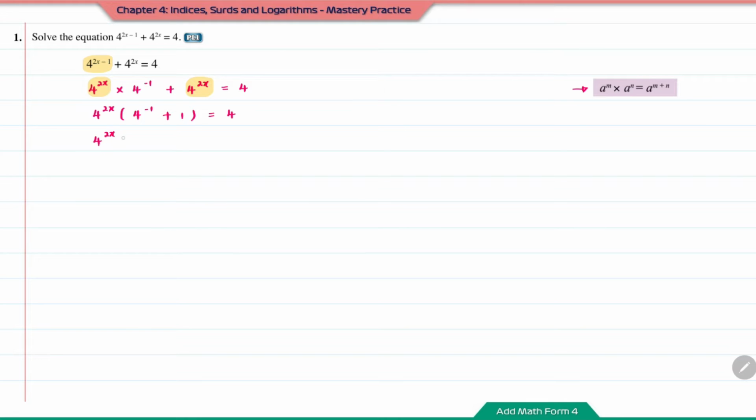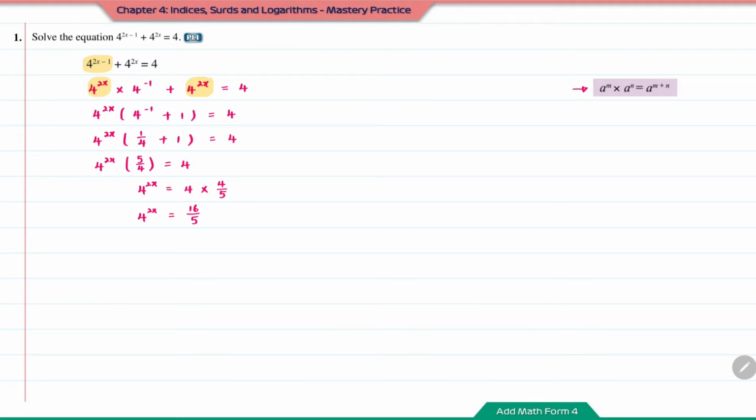So 4 to the power of negative 1 is equal to 1 over 4. So 1 over 4 plus 1, then you're going to get 5 over 4. Next, I'm going to move this 5 over 4 to the other side. So 4 to the power of 2x equal to 4 divided by 5 over 4, or you can write it as 4 times 4 over 5. So here you're going to get 16 over 5.